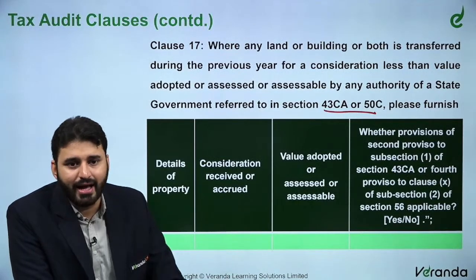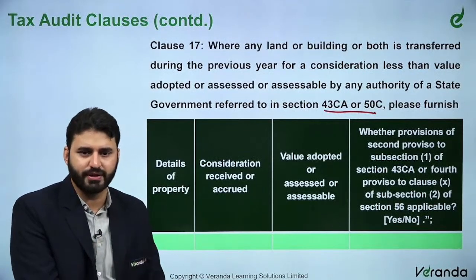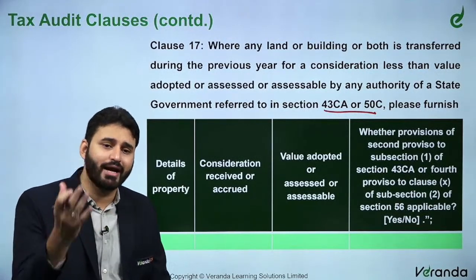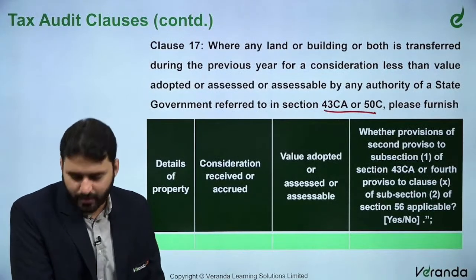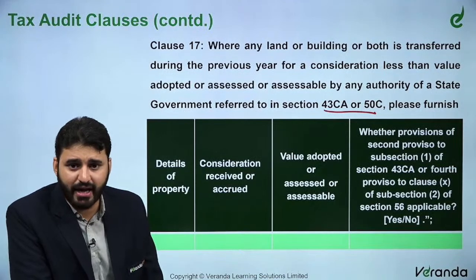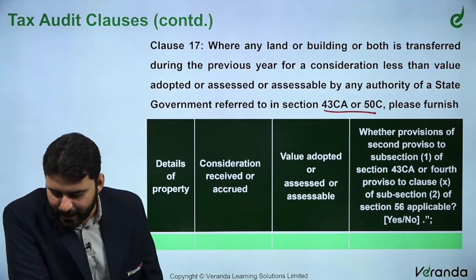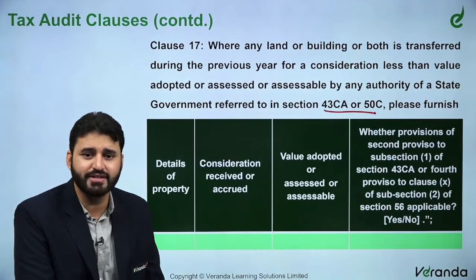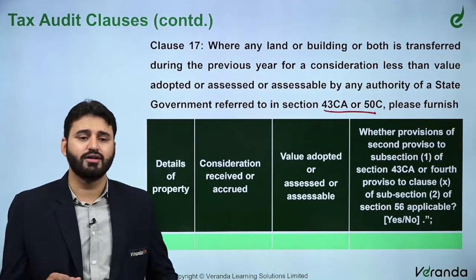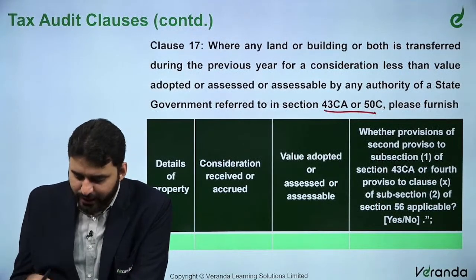Details of property. Consideration is, say, I am selling a property for 50 lakh rupees or 1 crore rupees. Value adopted is 1.5 crores. That has to be reported. Whether provisions of the second proviso to subsection 1 of section 43CA or the fourth proviso to clause 10 of subsection 2 of section 56 are applicable, yes or no. Section 56(2)(x) is your other sources of income, where you have received the land for less than the fair market value, then you will have to refer to this.